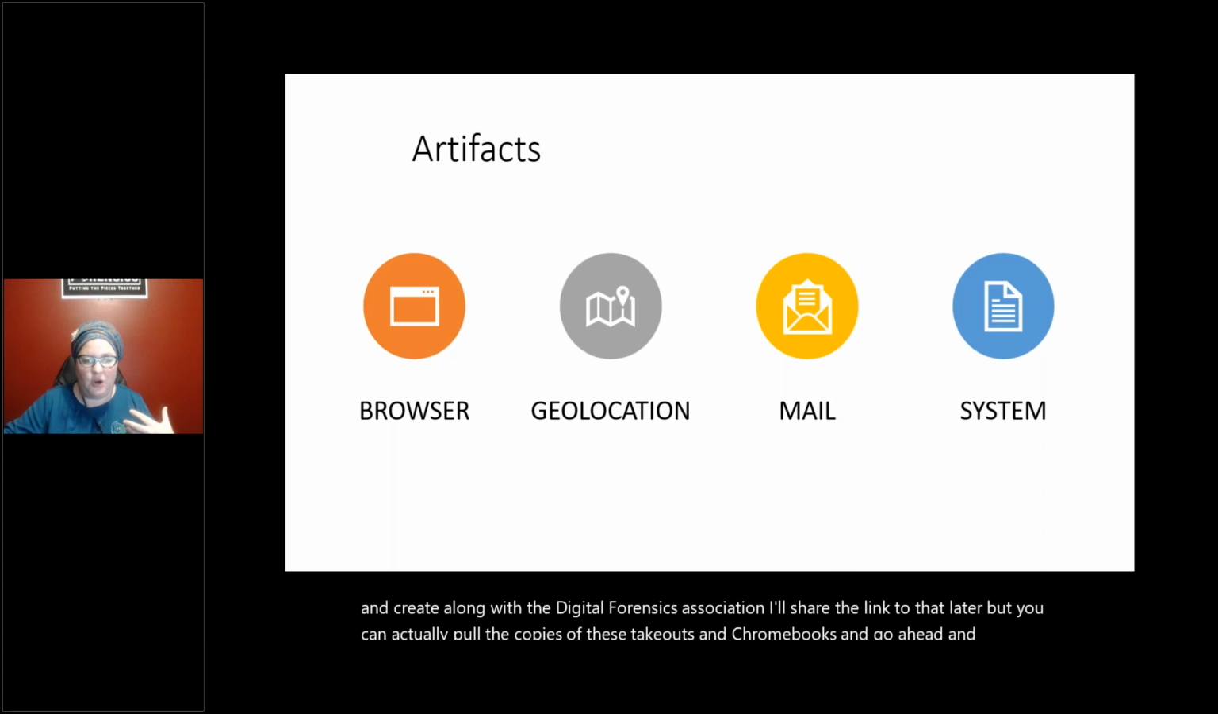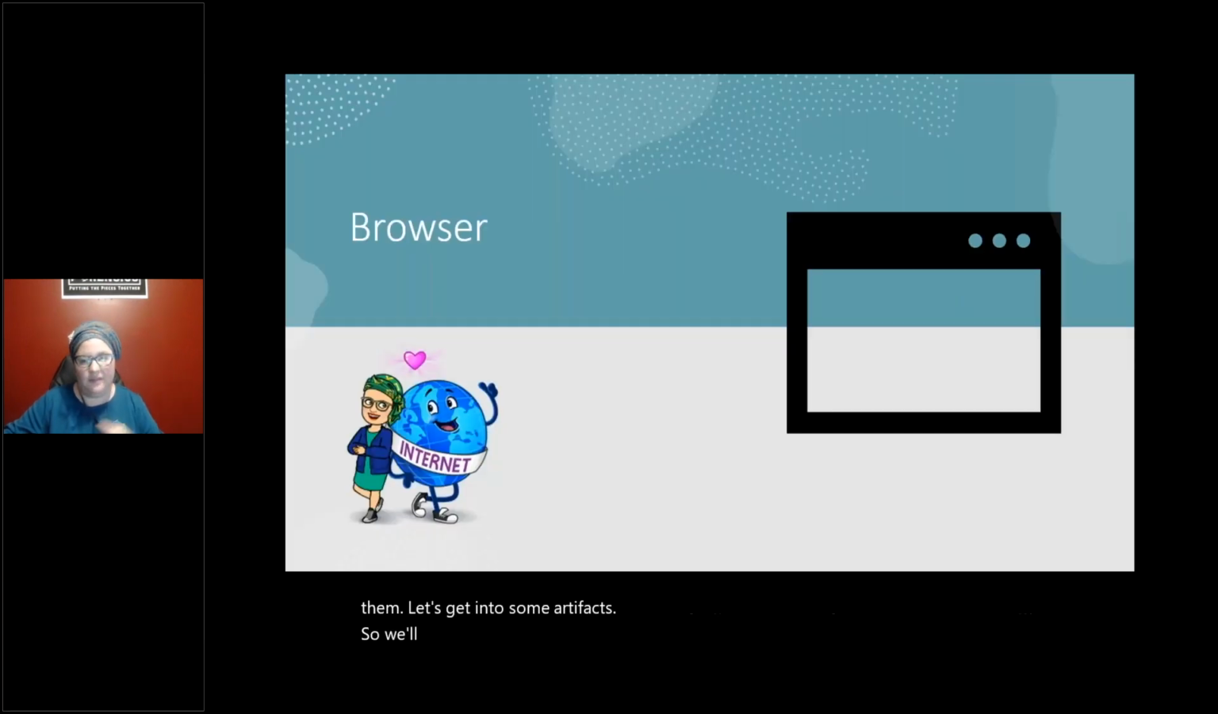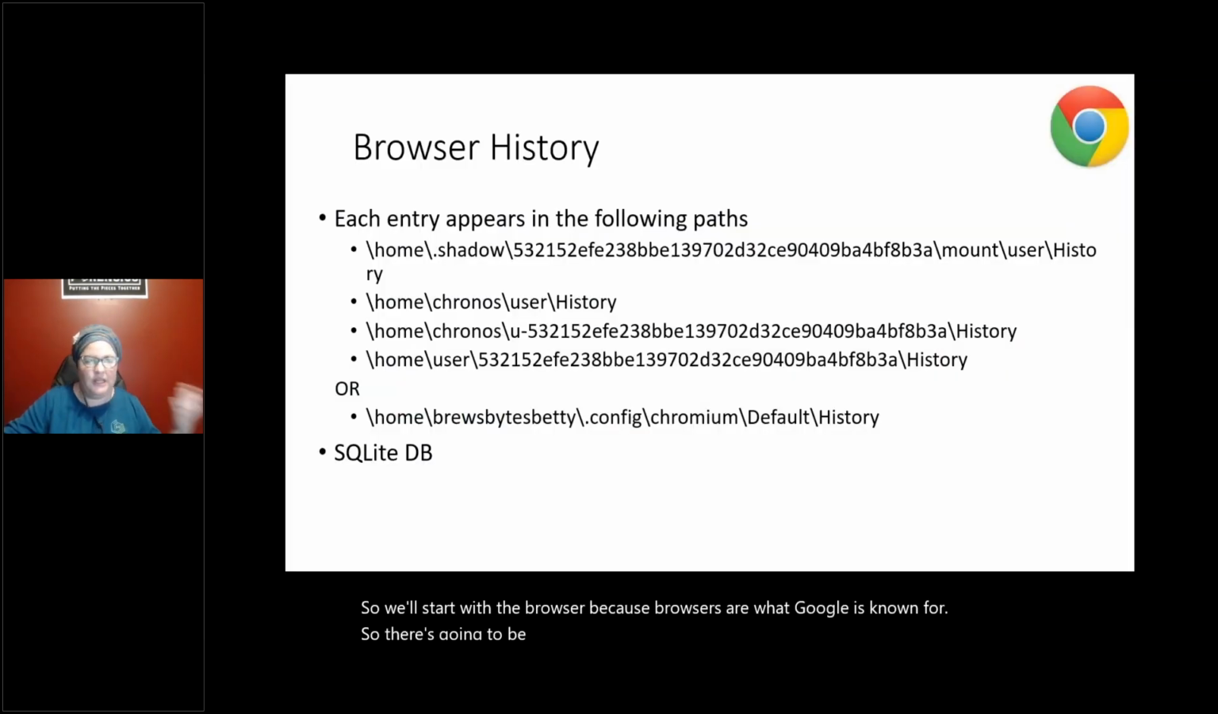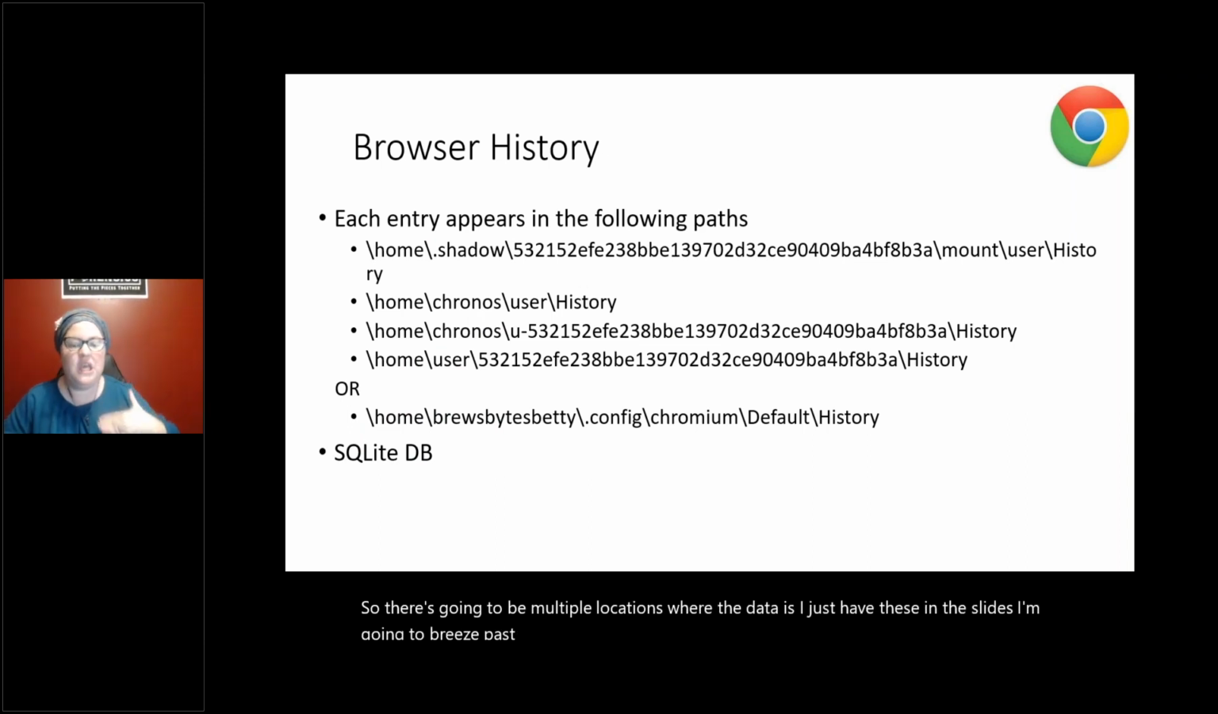Let's get into some artifacts. We'll start with the browser, because browsers are what Google is known for. There are going to be multiple locations where the data is. I just have these in the slides, and I'm going to breeze past them, so that when you pull these slides for reference, they're going to be valuable. Let me get a sip of water here, or tea.